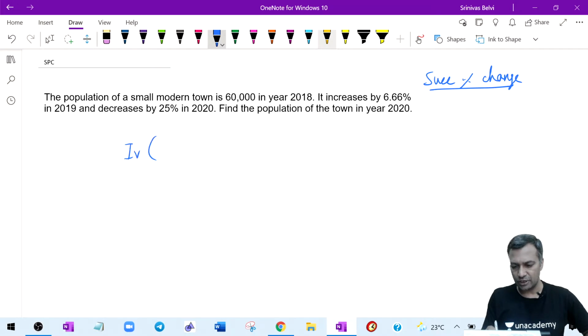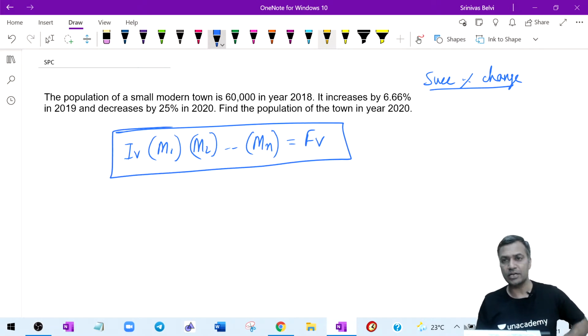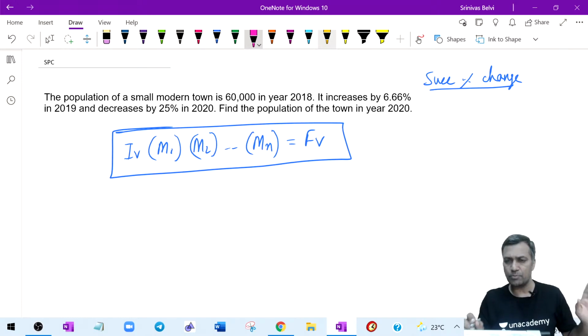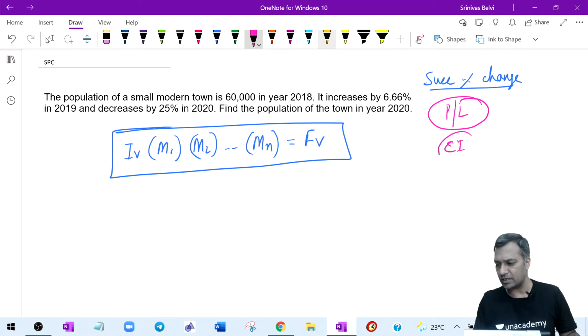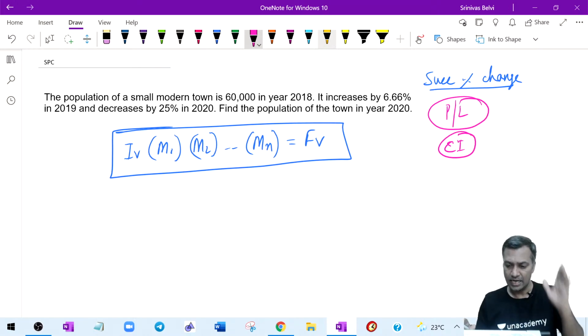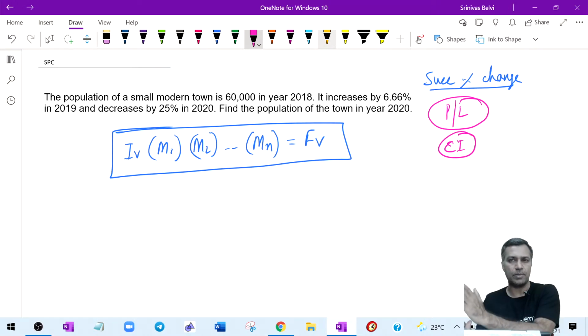What does it mean? There will be an initial value. On the initial value, one multiplier, second multiplier, you can put n multipliers. Any number of multipliers becomes the final value. I taught the drill with one multiplier. Should there be only one multiplier? No. All multipliers are on the initial value side. You can put any number of multipliers. When we go to the depth, you will understand this. Very superficial questions we are doing. But once we go to profit and loss, beautiful applications will come. CI, compound interest, beautiful application on this is going to come. But this structure has to be clearly drilled in your mind. Initial value, put any number of multipliers called successive percentage changes, will give me the final value.